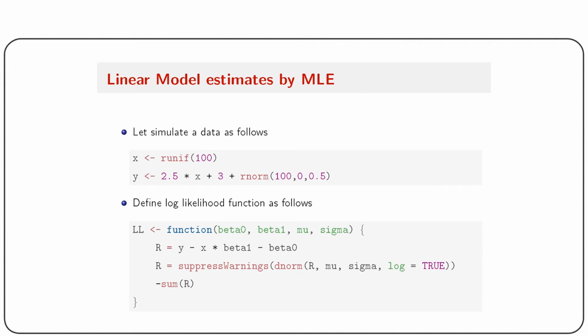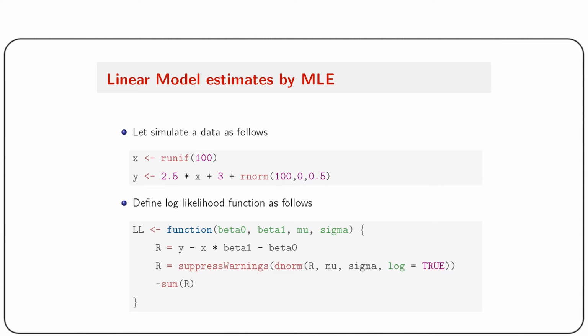So now we'll apply the linear model here. Let's simulate data as follows. First x generated from runif(100), and then y equals 2.5 times x plus 3 plus rnorm(100, 0, 0.5), with 0.5 as the sigma.